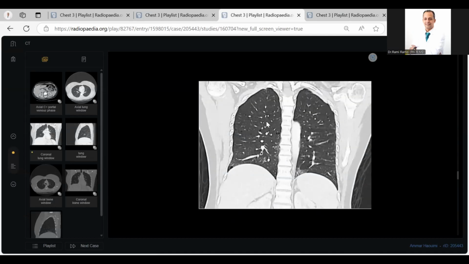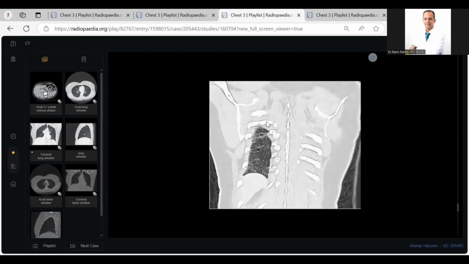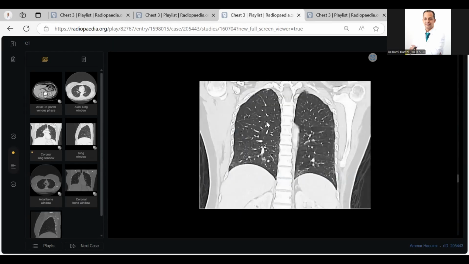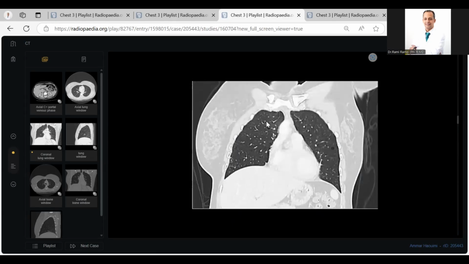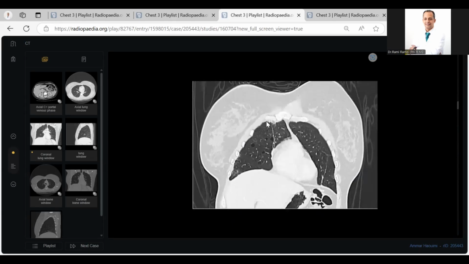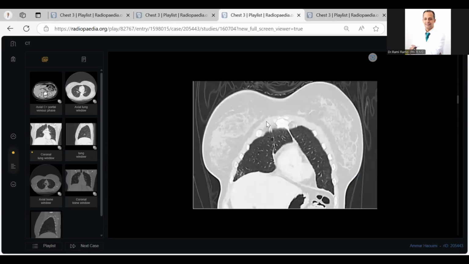30 years old female patient complaining of dyspnea. Okay, 30-year female patient with dyspnea.